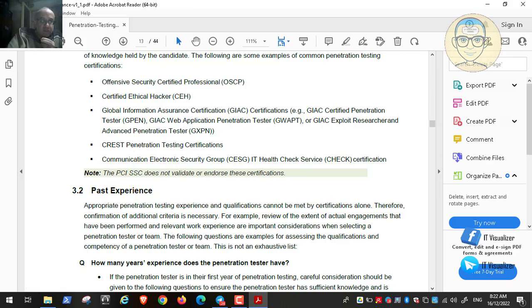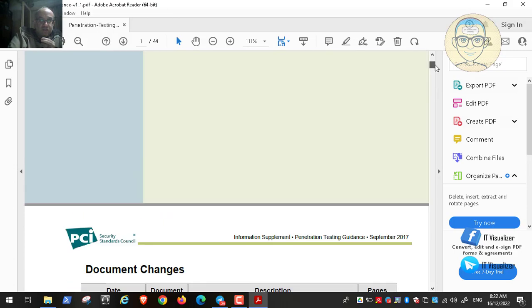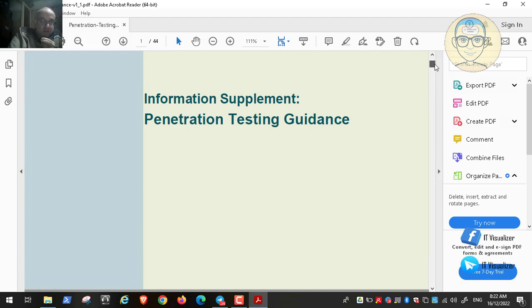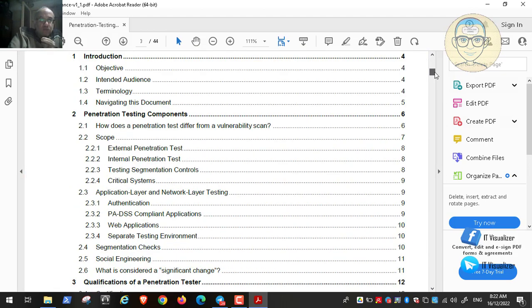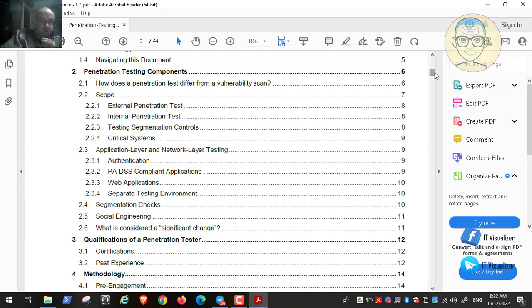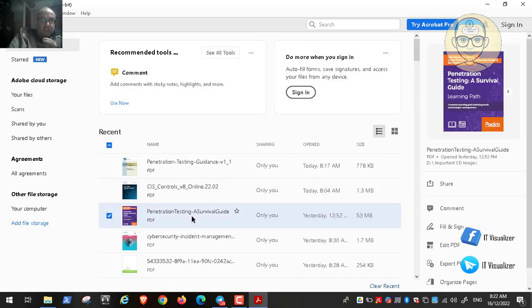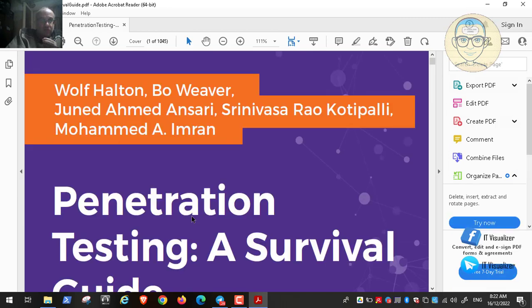So we can see that this documentation provides a good reference on how to do penetration testing. This is a very good guide, and it will give you a lot of info. This is a penetration testing framework, or penetration testing guidelines. That is one thing, and there is something else I found on the internet: Penetration Testing, a Survival Guide.